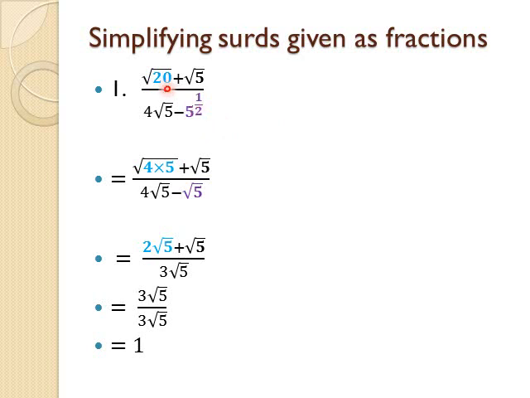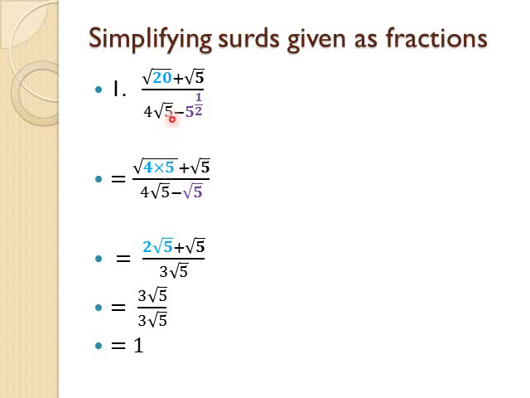Right, so in problem number 1, we gave you square root 20 plus square root 5, over 4 square root 5 minus 5 to the power half. So first, remember, we're going to simplify without the calculator. For 20, I must find a perfect square in 20, which simply is 4. So that becomes 4 times 5. Remember, when we add and subtract, we want like terms. So if I gave you a square root 5 there, I'm going to be left with a square root 5.